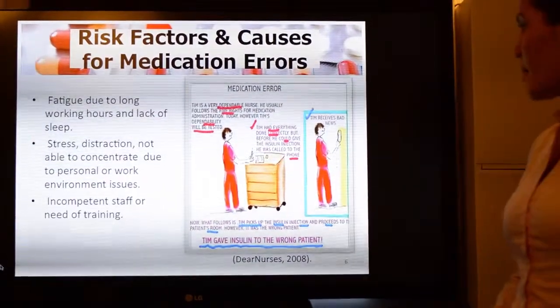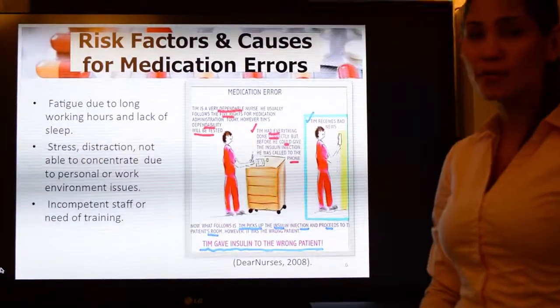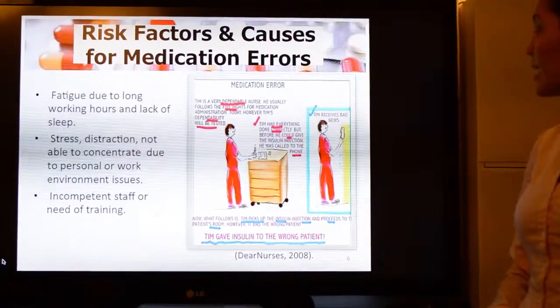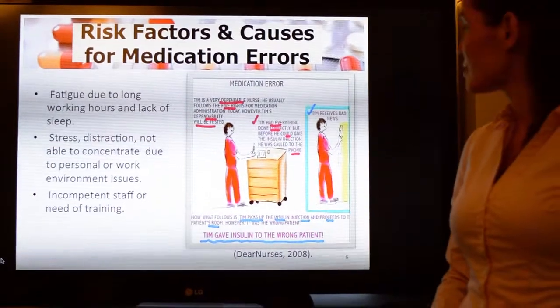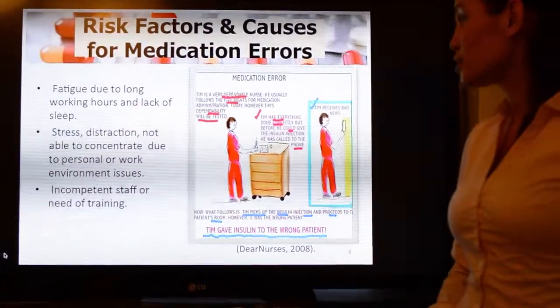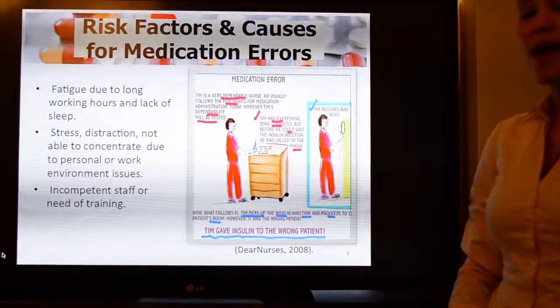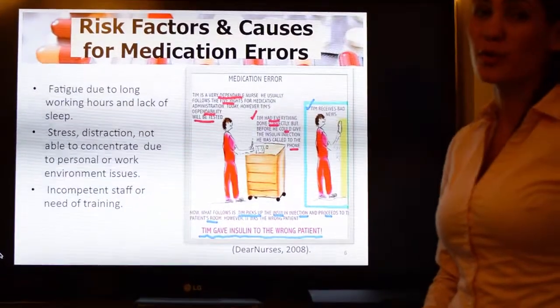Here we have another example of a very responsible nurse that has been in the field for quite some time now. But today, before he administers insulin to a patient, he receives a call from home. When he returns to administer the insulin, he walks into the wrong room and administers the insulin to the incorrect patient.